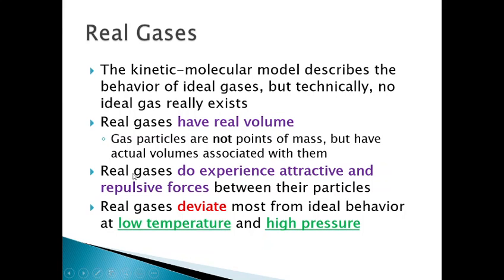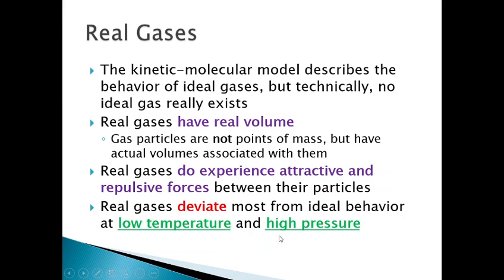But remember, real gases do have volume because they are matter. Matter, by definition, has mass and takes up space. Additionally, real gases do experience attractive and repulsive forces between the particles. And if you don't believe me, wait until Gen Chem 2, where that's all you talk about for the first few months: attractive and repulsive forces. And so this last bullet point is what you need to gather from this slide. I suggest writing it down in a special color or highlighting it, circling it, whatever. Real gases deviate most from ideal behavior at low temperatures and high pressures.